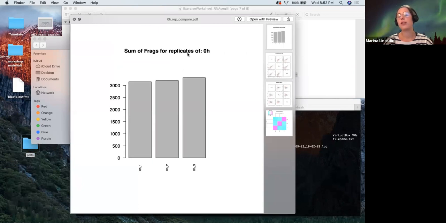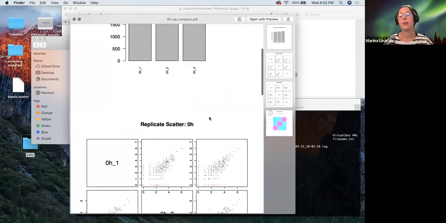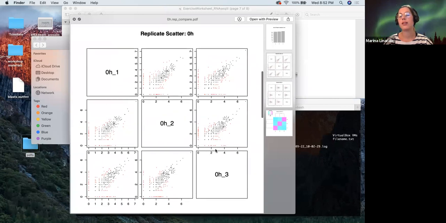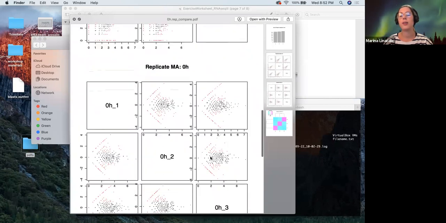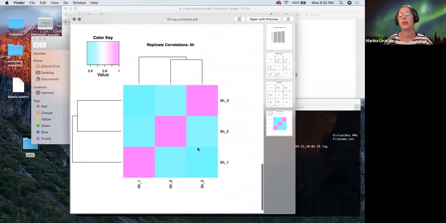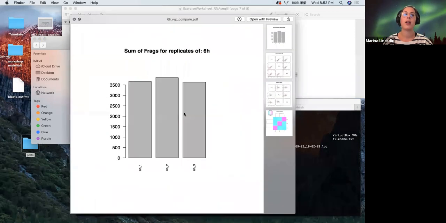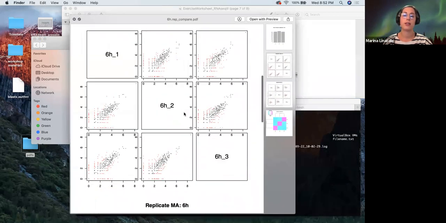So for 0 hours, we have our summary of fragments. It tells us how similar they are by doing these MA plots, and then how the replicates are correlated to one another. And this happens per condition. So we have one for 0 hours, and we have the same one for 6 hours right here.